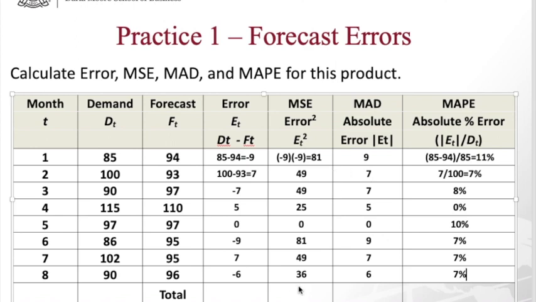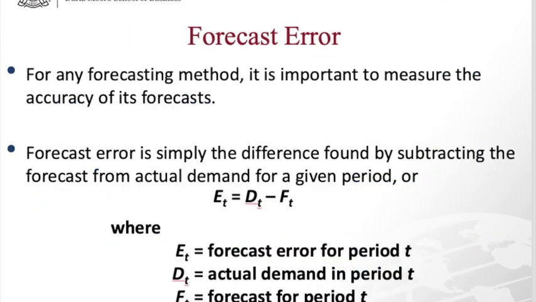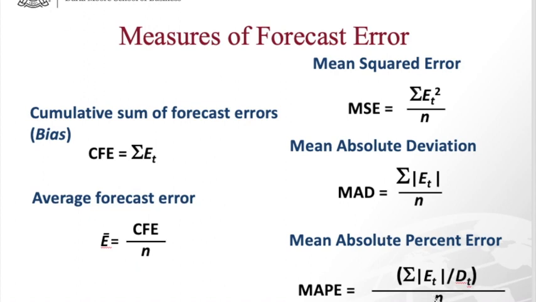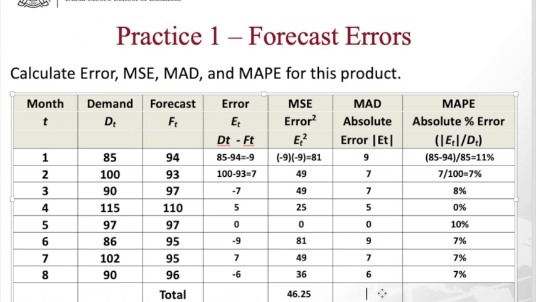For the mean square error, mean absolute error, and mean absolute percentage error, I just take the mean of these. So the mean square error is going to be 46.25: sum all those numbers and divide by 8. 8 is n because that's the number of months that I have. So n is the number of observations. If you go back to the formula here, it's an average, so we're just taking the errors that we calculated and dividing by n. So the mean absolute error is 6.25, and the mean absolute percentage error is going to be 7%. Now we have the answer for all of those.